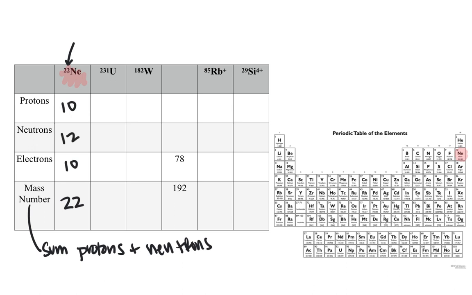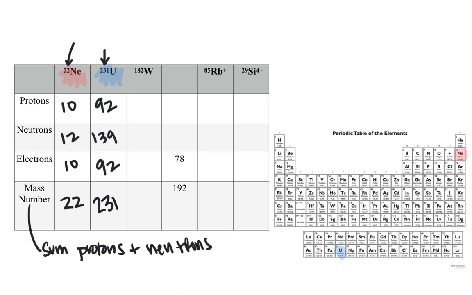Let's look at the next one, which we're going to highlight blue. So for our 231 uranium, I'm going to find that on my periodic table. Uranium is a really large element. It's in the lanthanides and actinides series way down here at the bottom. So by finding that, we know that this neutral element has 92 protons and 92 electrons. Based on the table, we know that it has 231 as a mass number. 231 minus 92 is 139.